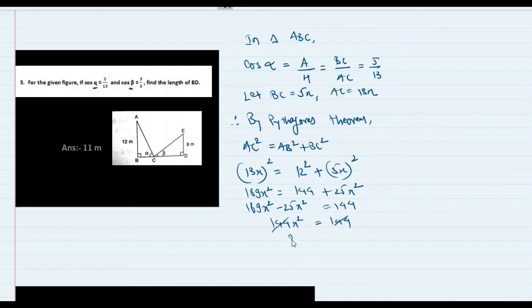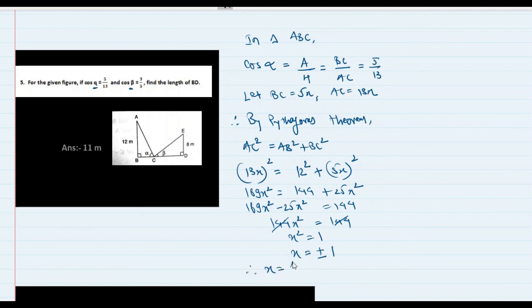144 gets cut from both the sides. x square is equal to 1. So x is equal to plus minus 1. Now understand that x cannot be minus 1. Why? Because if you multiply x with 5 or 13, you will get minus 5 and minus 13, and the length of the side of a triangle can never be negative.